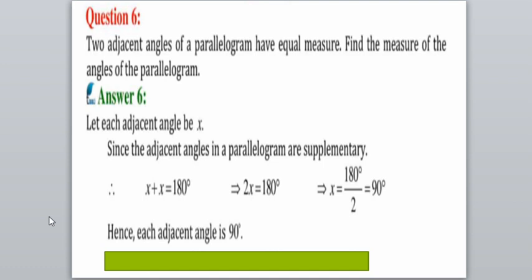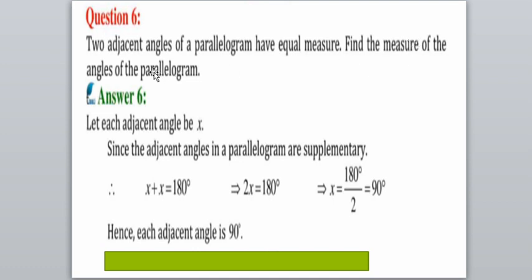Then question number 6. Two adjacent angles of a parallelogram have equal measure. Find the measure of the angles of the parallelogram. So here it is given in the question, two adjacent angles of a parallelogram have equal measure, same as question number 5. Find the measure of the angles of the parallelogram.